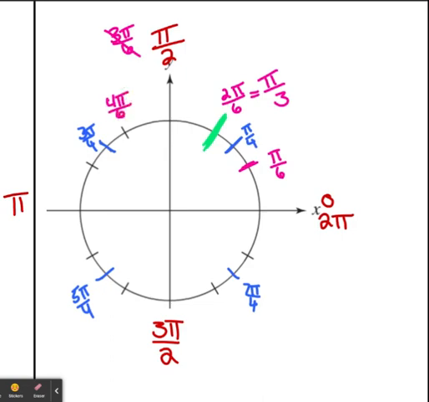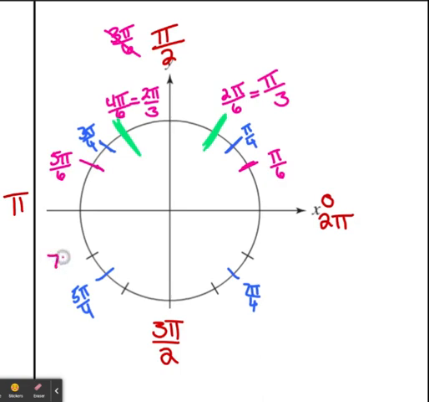Now the next one would be 4 pi over 6. 4 pi over 6 reduces into 2 pi over 3. So I'm going to highlight that one in green so we remember that that's a pi over 3. All right, the next one would be 5 pi over 6. 5 pi over 6 doesn't reduce. All right, 6 pi over 6 would reduce into pi.